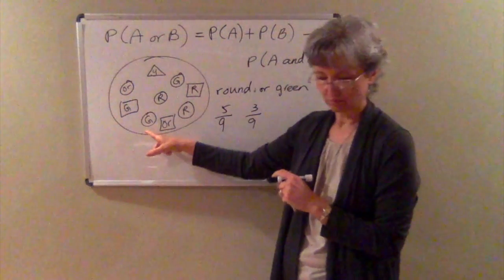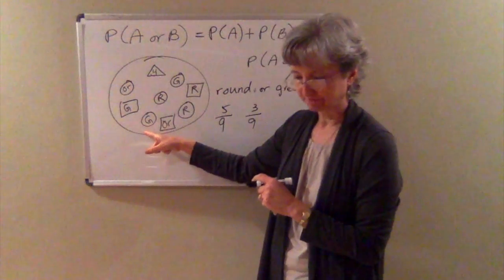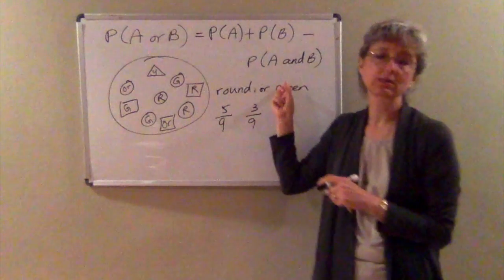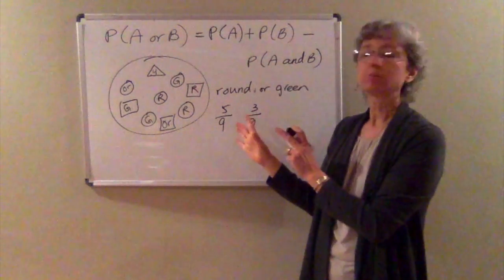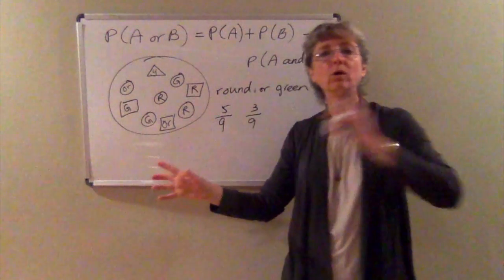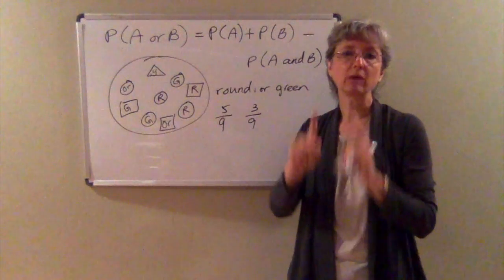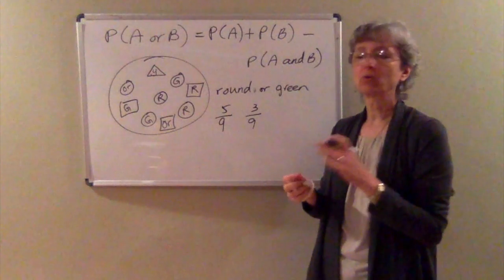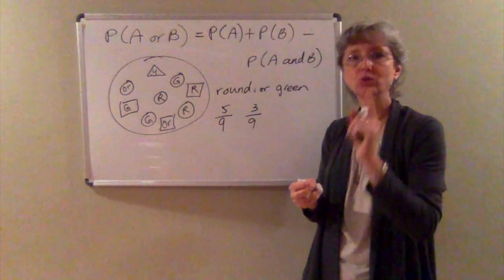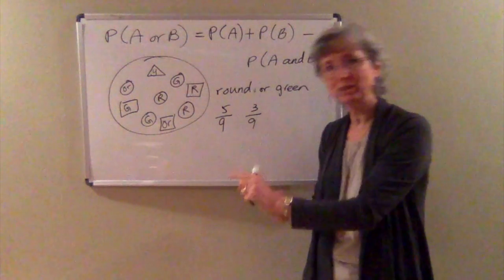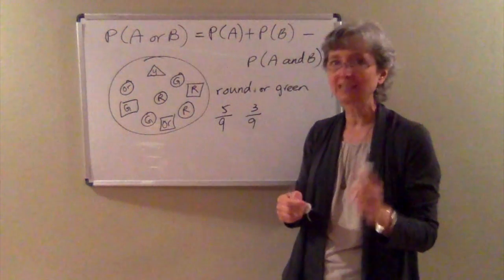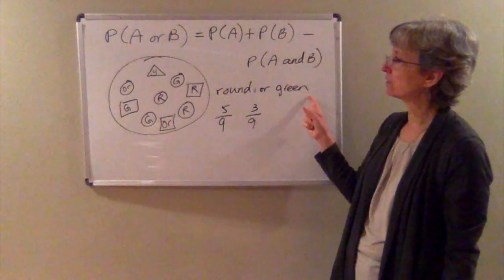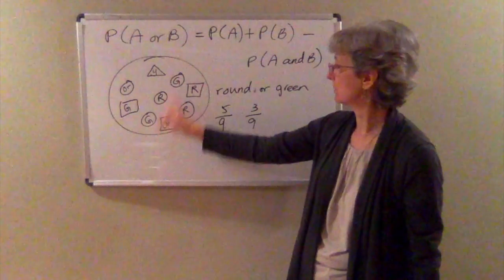We have this one right here. Do you see that? So that one has to be subtracted out, and that's what this is all about. When you're finding a probability of either A or B, you don't want to count a possibility twice. So you only count the round or green, but don't count the green round ones twice. Don't count them once for being round and then again for being green. There's still only one token. That's why we subtract out the ones that are round and green, which is 2 of them right here.